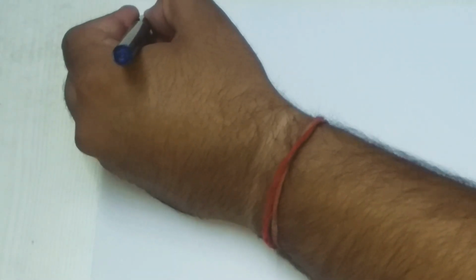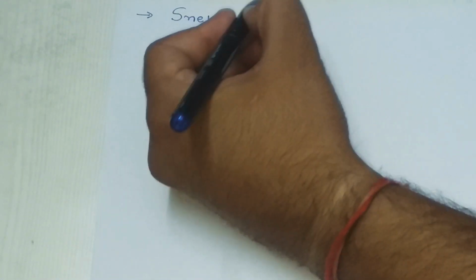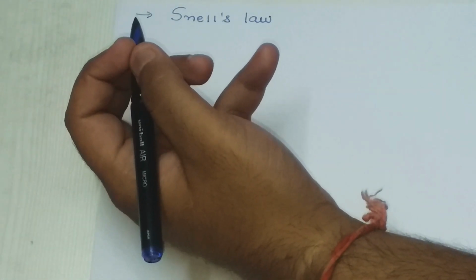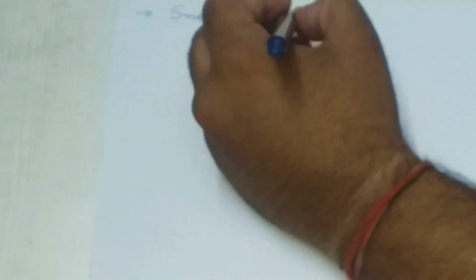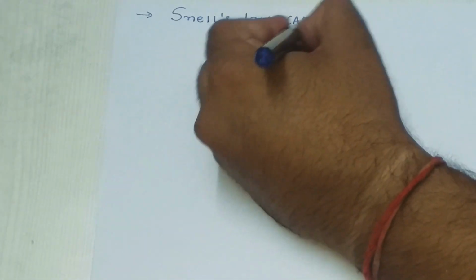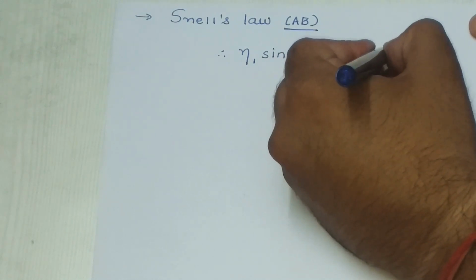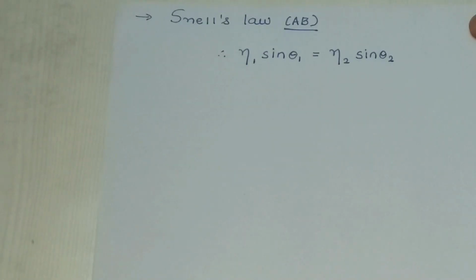So here we apply Snell's law, first for the AB surface. So what is Snell's law? It is eta 1 sin theta 1 is equal to eta 2 sin theta 2.